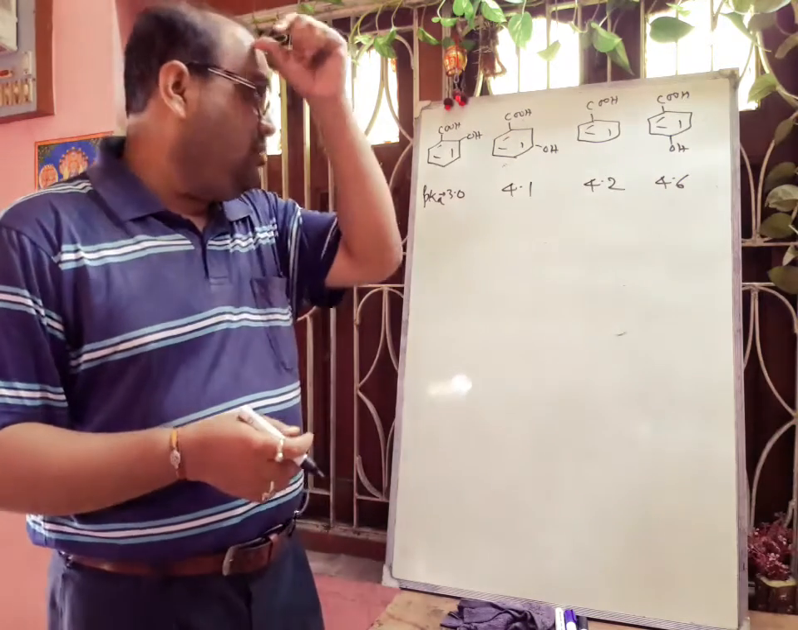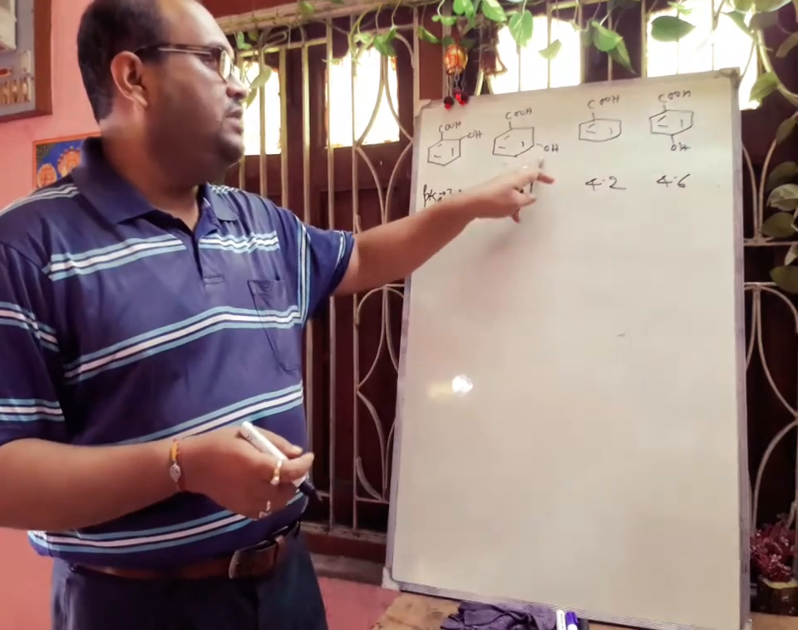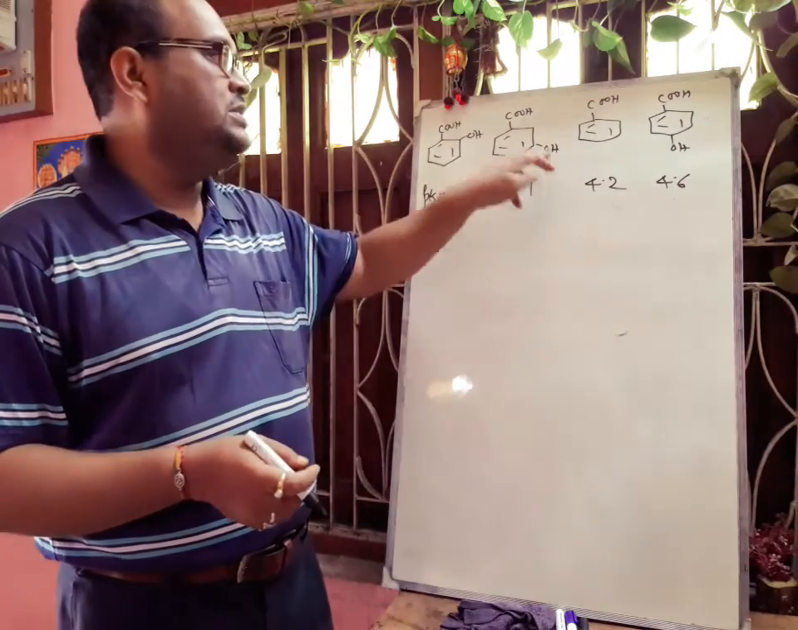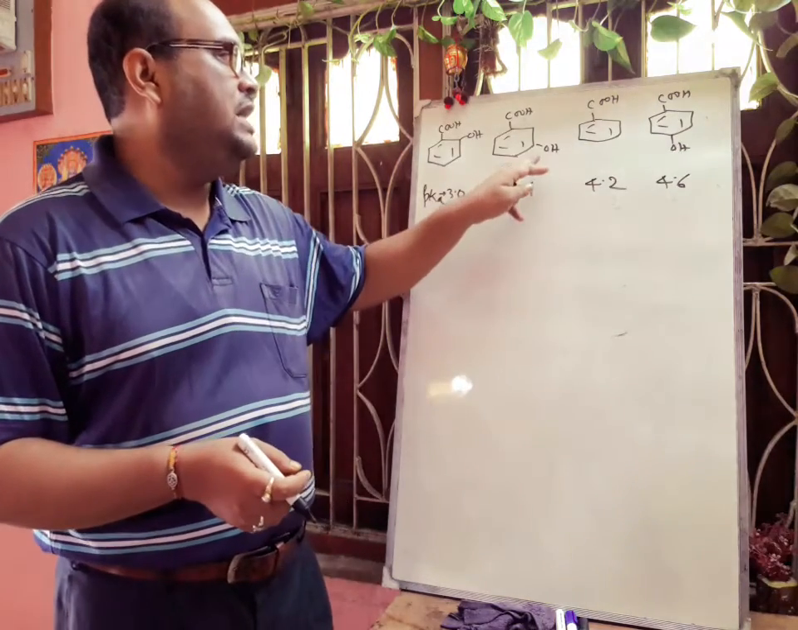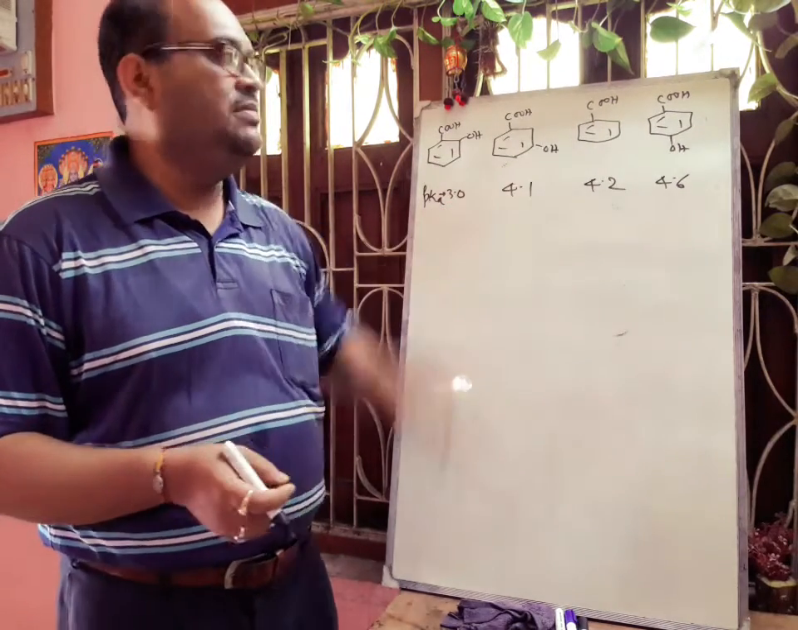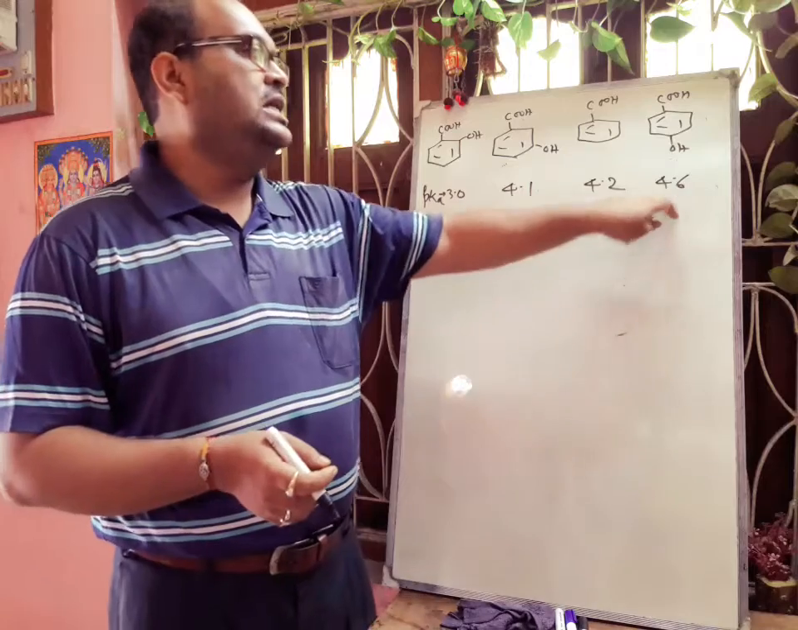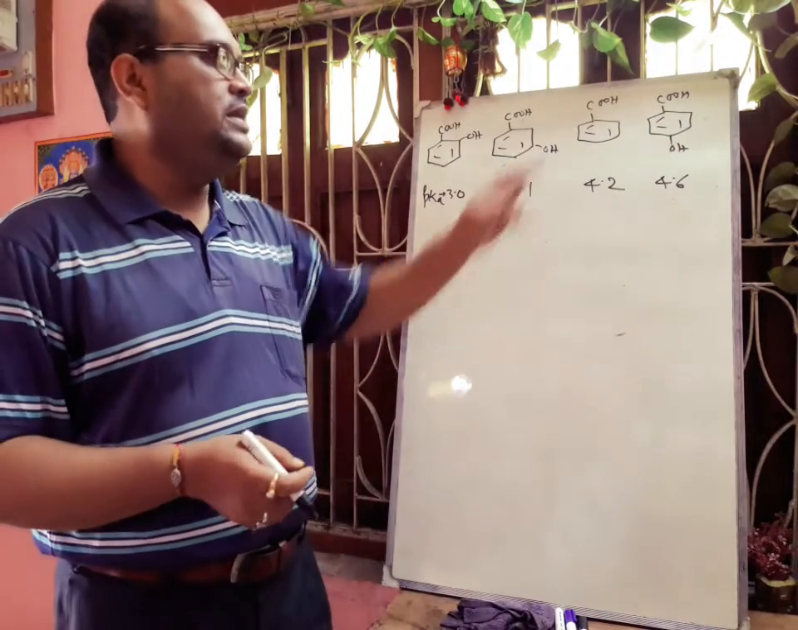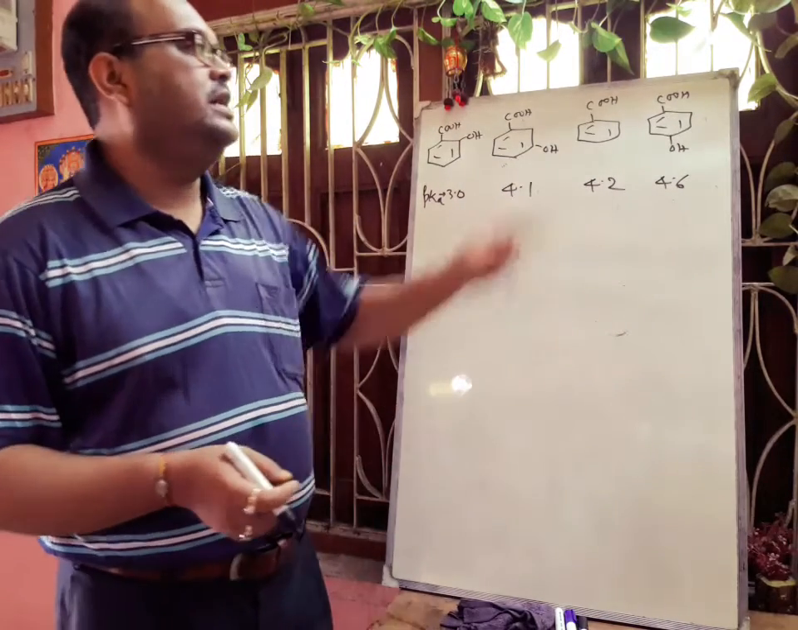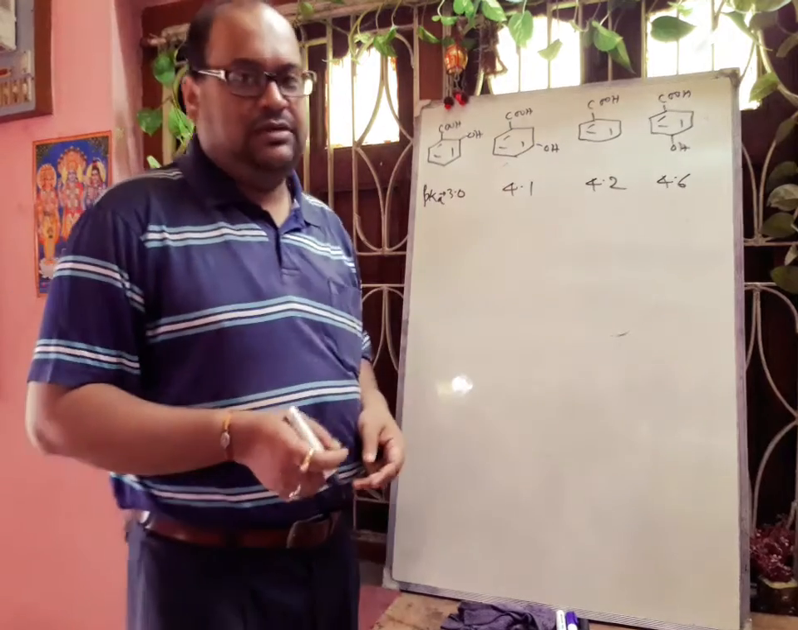Now here one thing you have to understand: whenever we introduce an OH group at the meta position, there is no plus R effect, only the minus I effect. That is why meta-hydroxybenzoic acid is more acidic than benzoic acid. But in case of para, there is a plus R effect, and because of this plus R effect, it will destabilize the carboxylate anion.